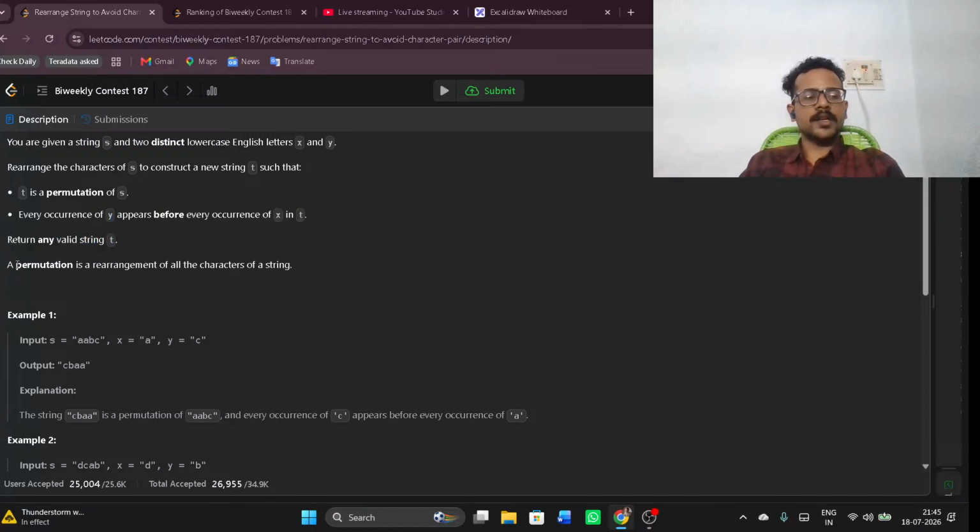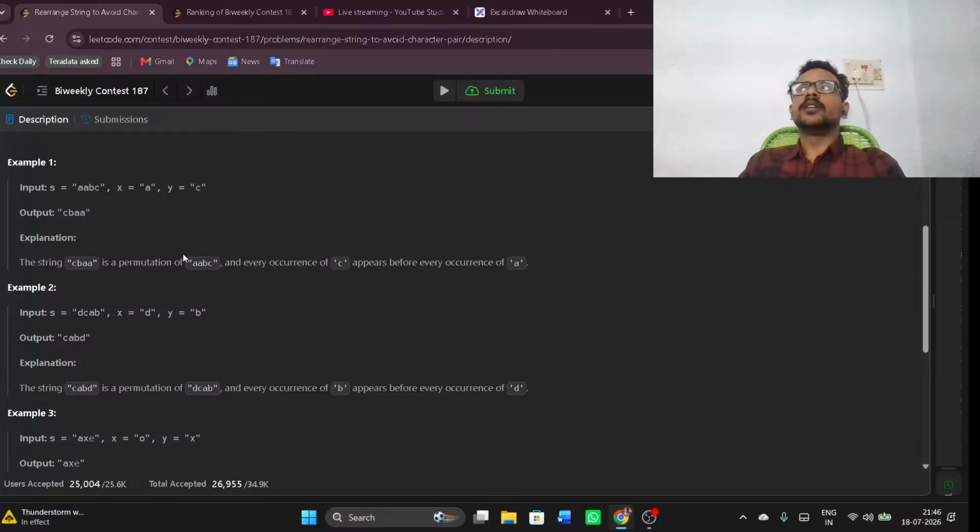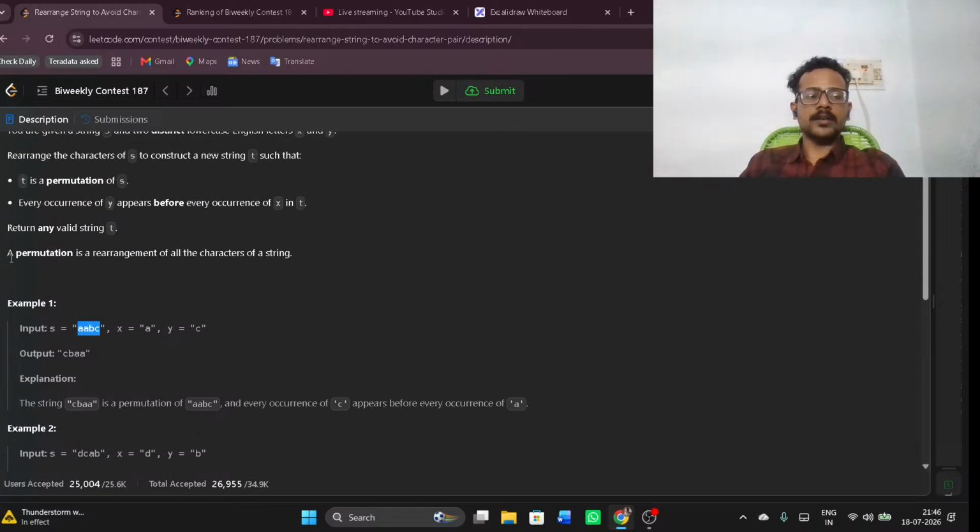And a permutation is a rearrangement of all characters of a string. That's just a rearrangement, as they have said. It's not like A, B, C, then A, B, C, A, which is not a permutation. We weren't told that. We were told a permutation is a rearrangement of all the characters of a string, just rearranging them, right?